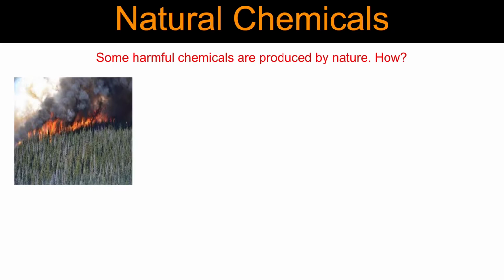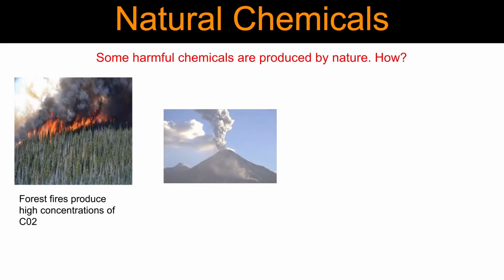Some harmful chemicals are produced by nature. So you need to understand that not all gases are safe. Right here we have a forest fire, and the forest fire is producing a lot of gases at this time. Forest fires produce high concentrations of CO2. Carbon dioxide gas is one of the leading causes of global warming. It is a massive byproduct that we need to try to mediate in our world.